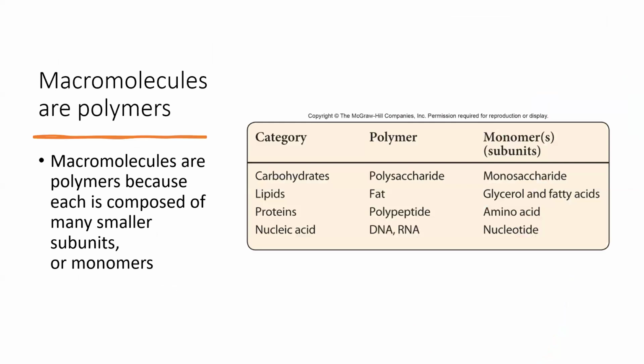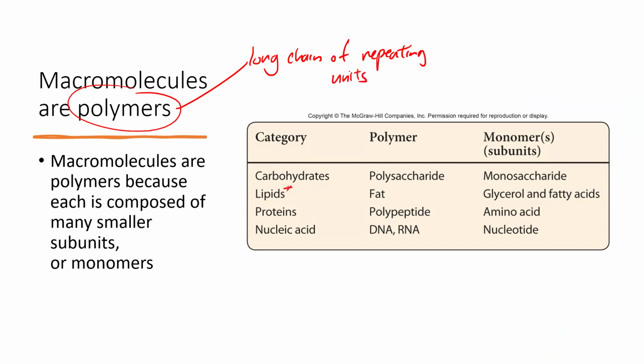All right. So you can think of macromolecules as a polymer. Polymer basically means a long chain of repeating units. Okay. With the exception of lipids, these 3 things are polymers. They are very, very long chains of the same unit repeating itself. The same building blocks repeating itself. These building blocks, we call them monomers.